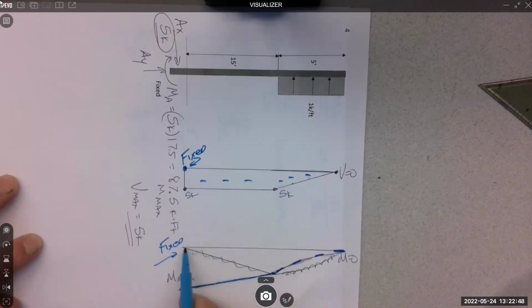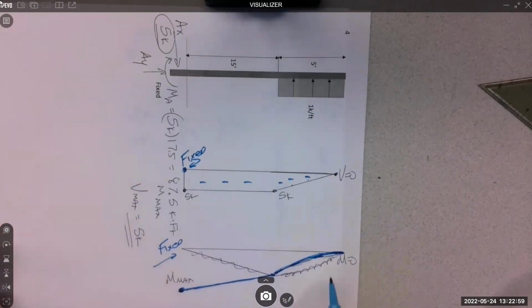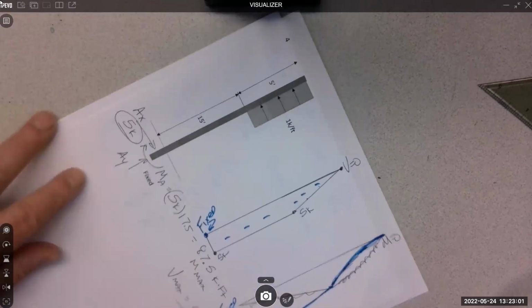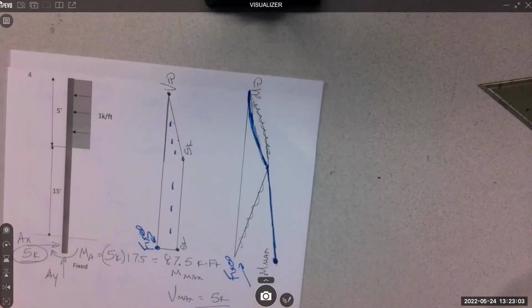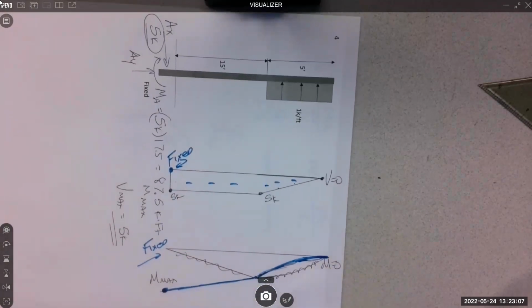So it only returns to 0 if it's a free end. This is a fixed end, so it's definitely not returning to 0. So it's going to look something like the blue. The squiggly lines was my attempt to do it in this position, which I just could not figure out. So finally I went like this and went, oh yeah, that makes a lot more sense.